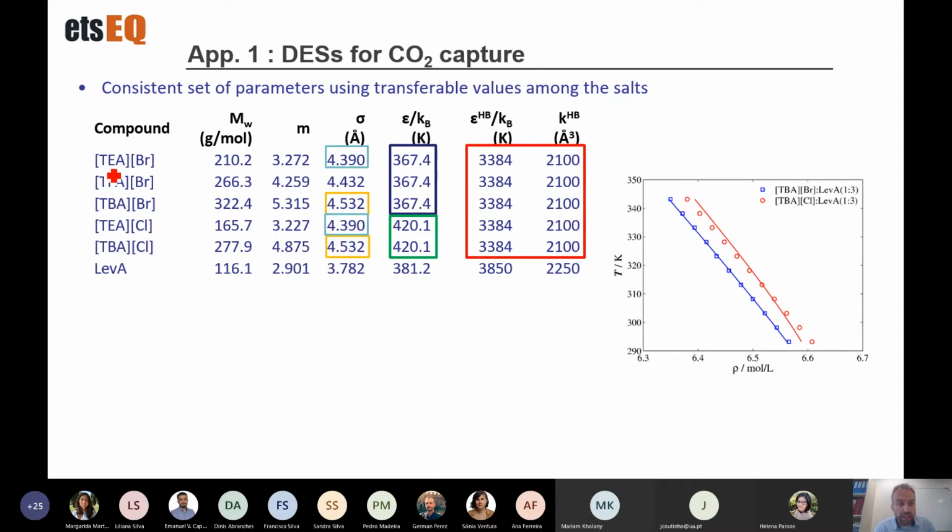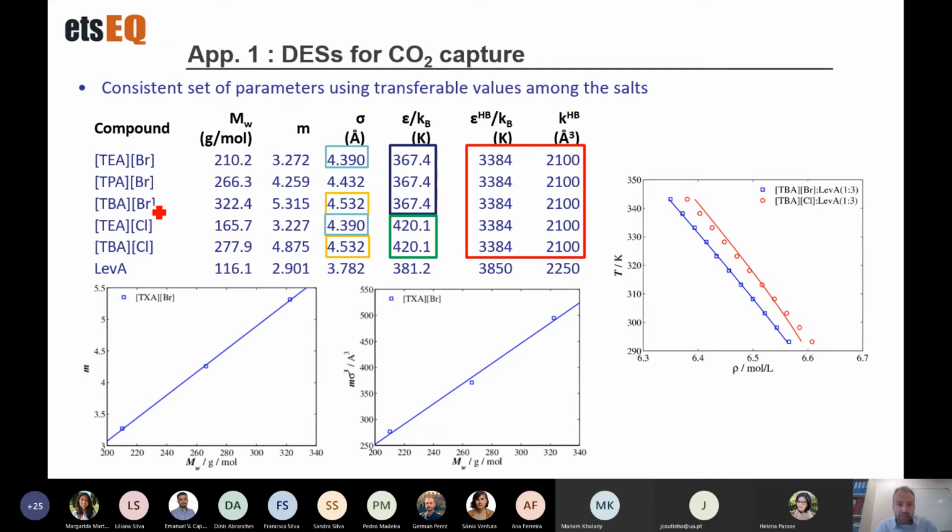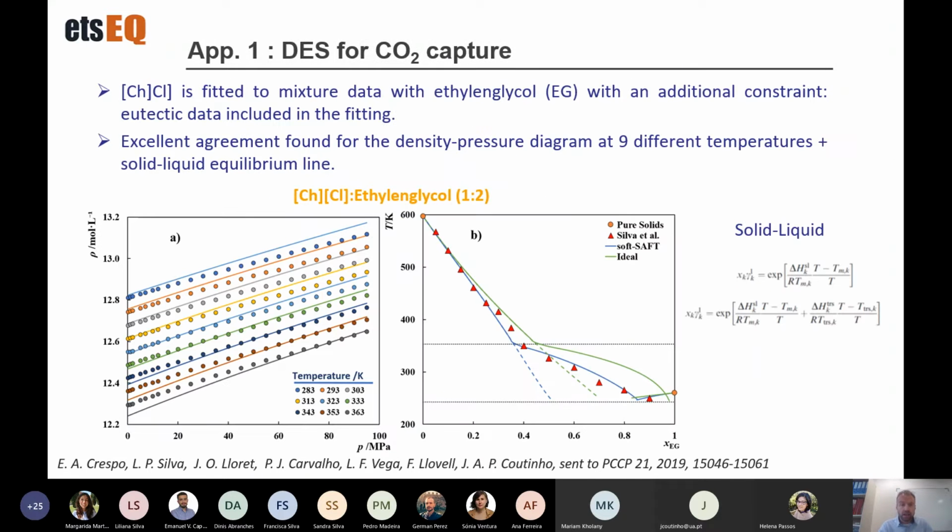Here you can see that when the salt remained equal and the anion was changed, what was kept constant was the segment diameter. Again, focusing on the difference in the anion, which is more an enthalpic contribution than an entropic contribution. Finally, we can also see that for the tetraalkylammonium, the M and sigma parameters could be related to the molecular weight in an approximate manner. So everything was making certain sense.